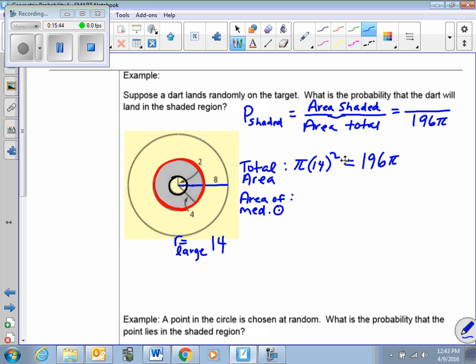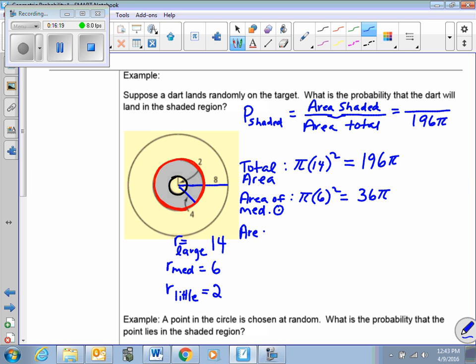What's the radius of the medium circle? It looks like it's 4 plus 2, right? This little section right here plus the 2, so that's going to give me 6. So pi times 6 squared is going to be 36 pi. That's if I had the whole circle there. So I'm going to put r medium equals 6, and the radius of the little tiny circle in the middle is 2. So now we're going to find that.